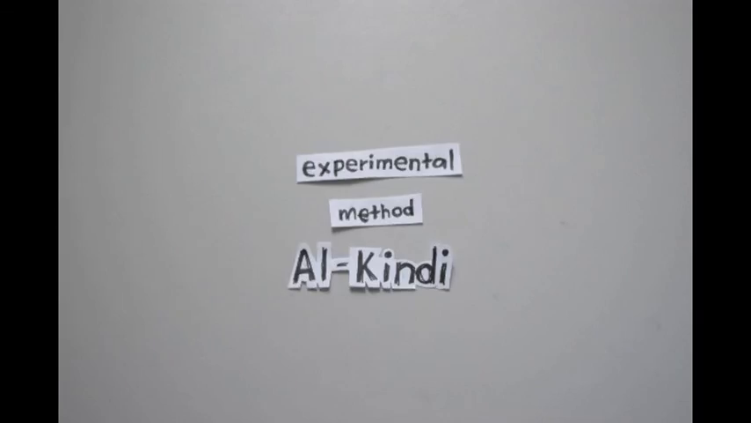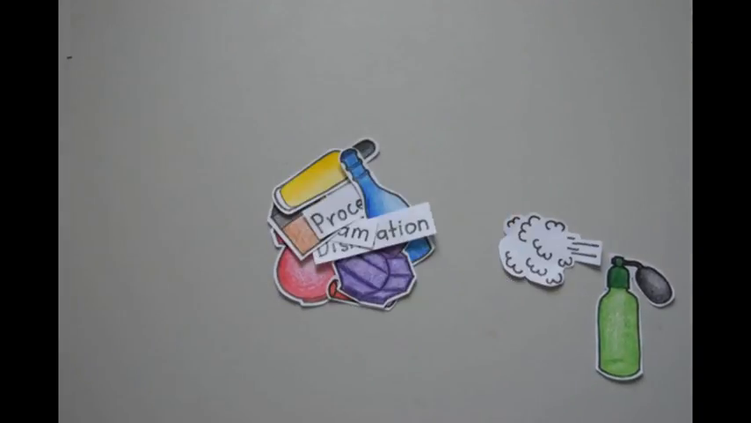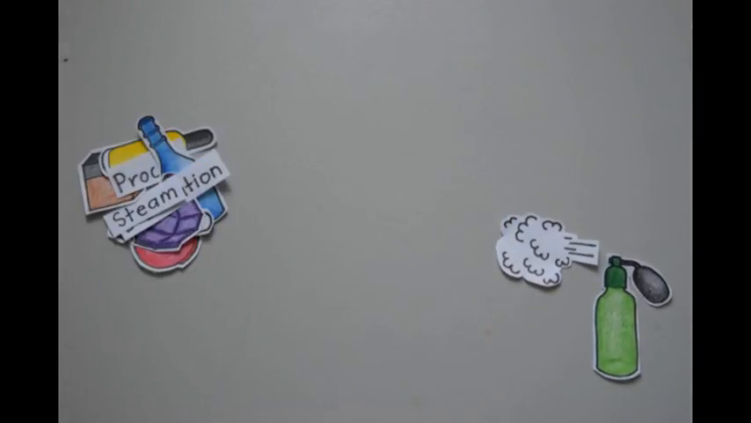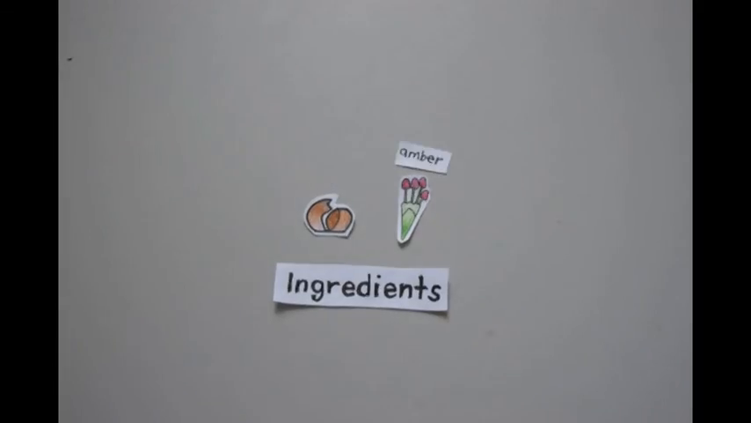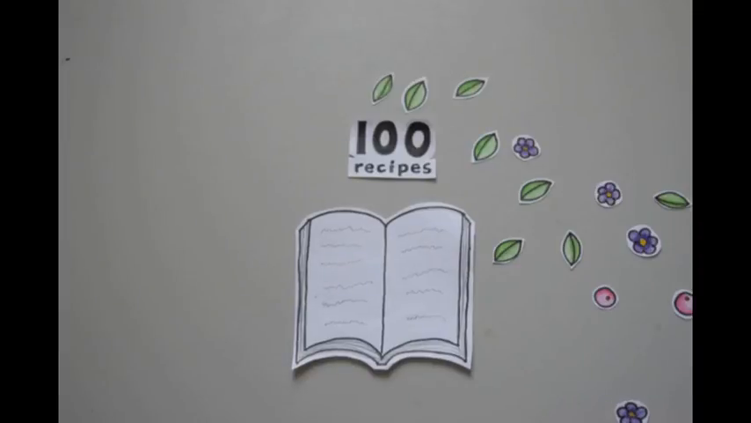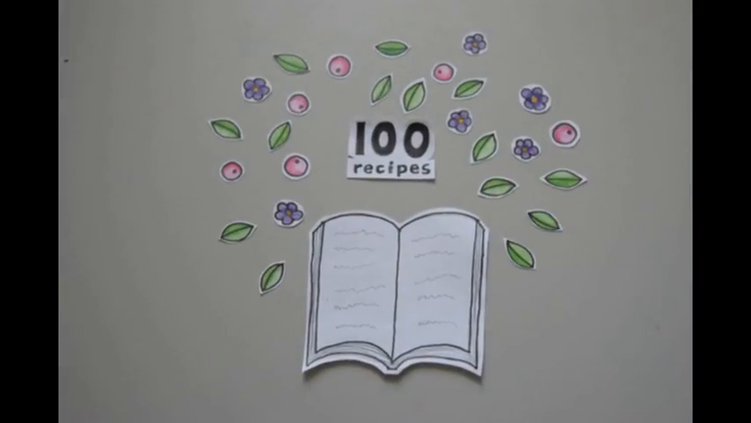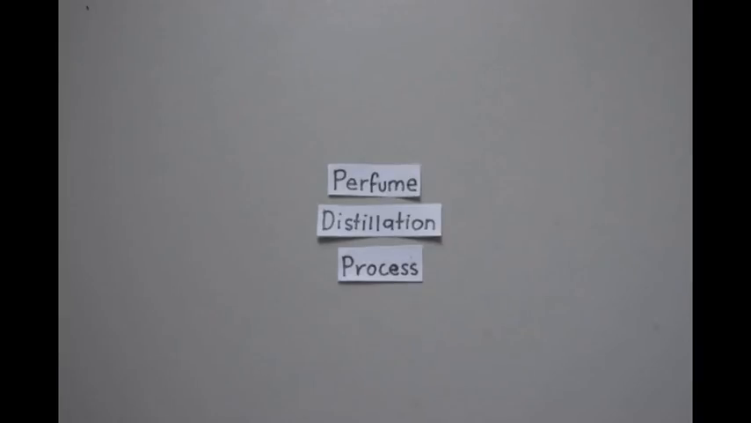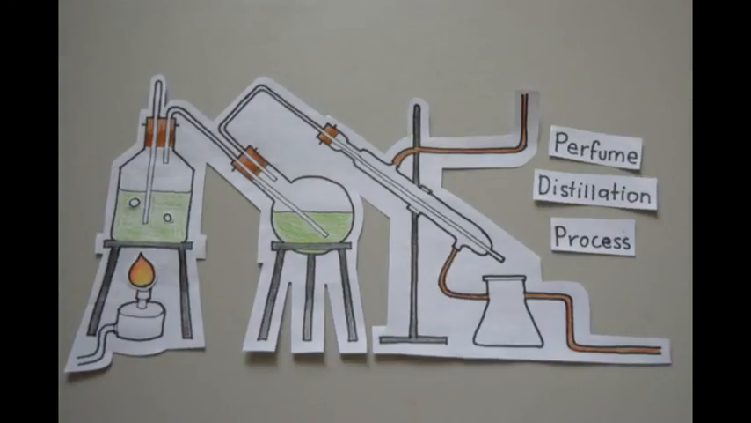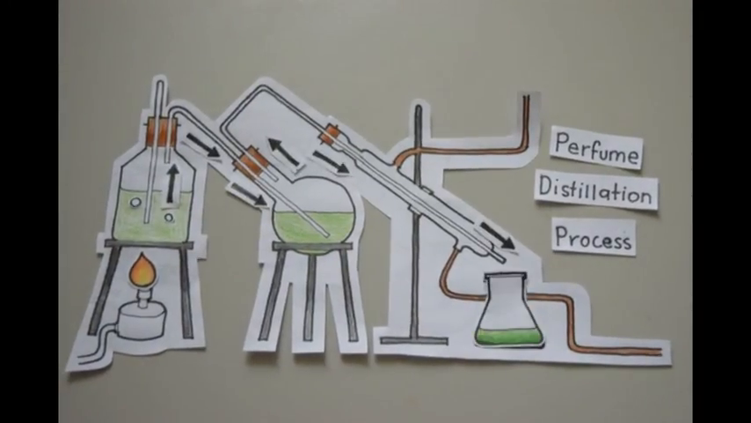Some of my experimental methods are the making of perfume through the process of steam distillation. The ingredients are musk, amber, and so on. I wrote a specific book about perfume titled Book of the Chemistry of Perfume and Distillations, which contained more than 100 recipes. I'm using the same apparatus invented by Jabir and Al-Razi, that is the alembic and retort, for the perfume distillation process.